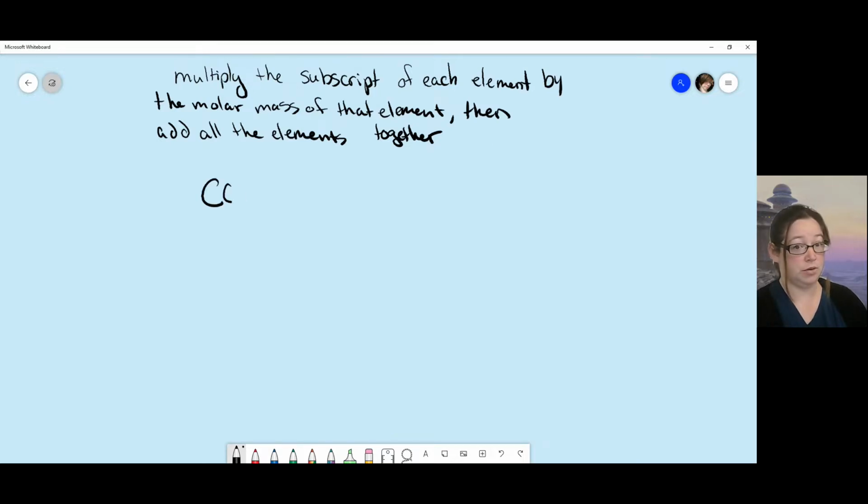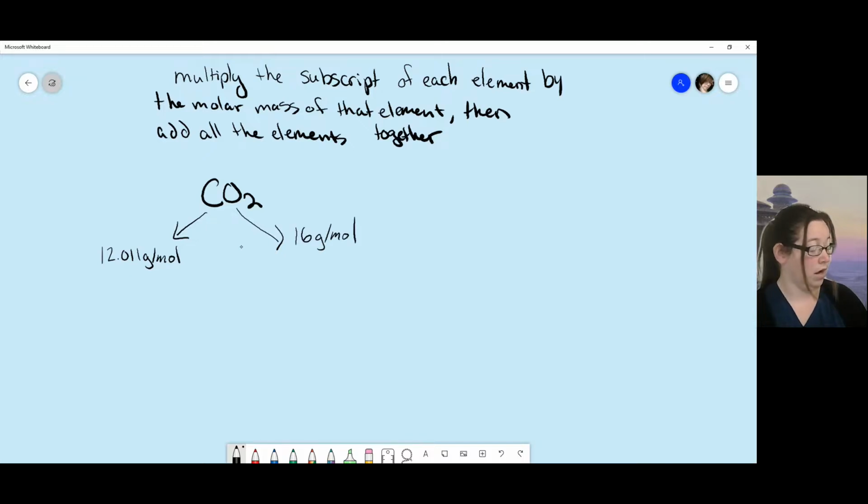If I have CO2, I look up carbon. We already did that. And then I know oxygen is 16 grams. Then I'm going to look at carbon, see it has no subscript, so that's a 1, so times 1. Look at oxygen, it has a 2, so times 2. So of course this one's just going to be 12.011 grams per mole. Actually, we take off the per mole.